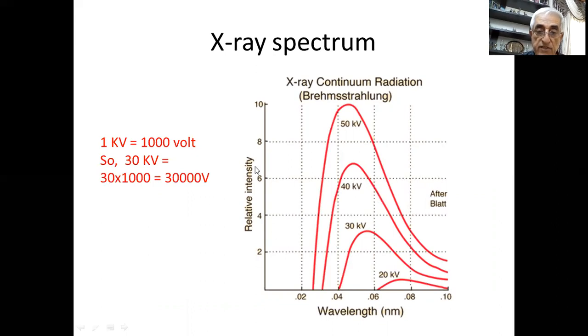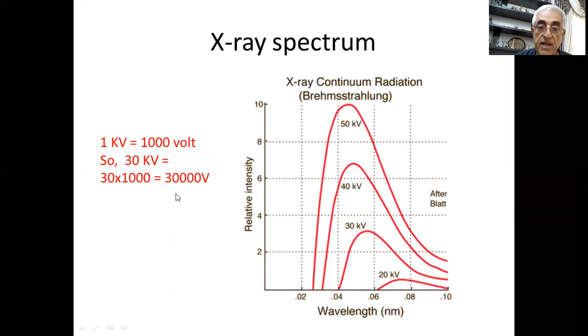The graph shows the relative intensity of the emitted X-rays against wavelength. This curve shows the X-ray spectrum when the accelerating voltage was 20 kilovolts, and this one for 30 kilovolts, this one for 40 kilovolts, and this one for 50 kilovolts. Remember that 1 kilovolt means 1000 volts, so 30 kilovolts means 30,000 volts of accelerating voltage. And this type of X-rays is called in German Bremsstrahlung.